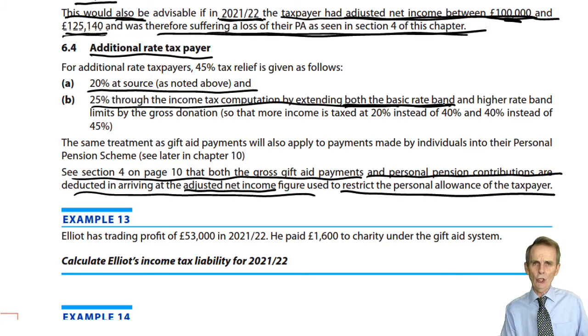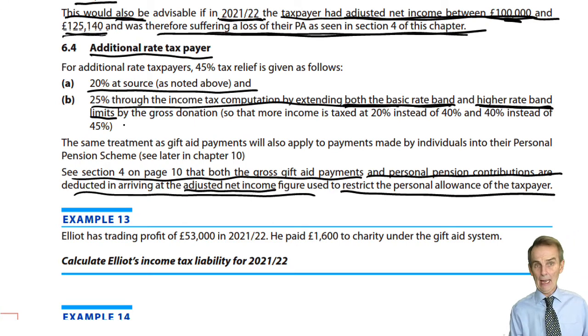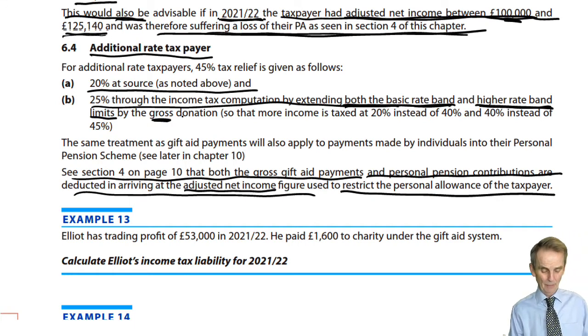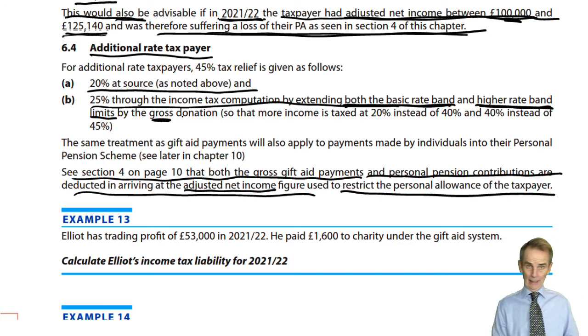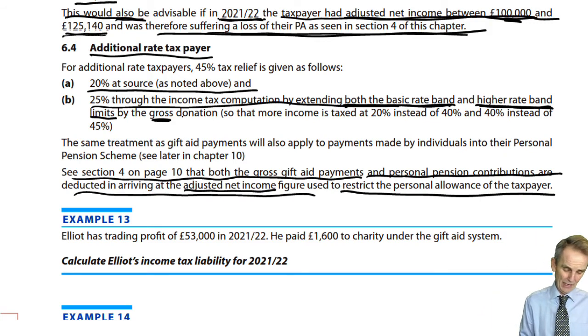But now if you're an additional rate taxpayer, you've got above the higher rate band. So what do we do? We also extend the higher rate band limit of £150,000 by, as it always is, the gross donation, the gross Gift Aid payment. What does it do? Again, it's pushing income that would have been in the higher rate back into basic rate, and by extending the higher rate band limit of £150,000, it's taking the £100 of your income that would have been taxed at 45% and instead taxing it at 40%, and therefore getting the additional rate tax saving.